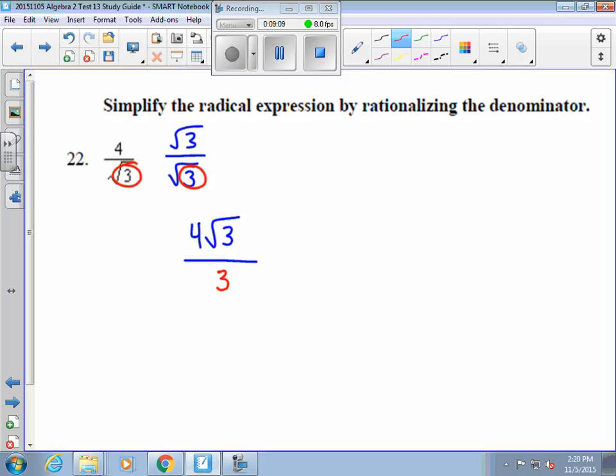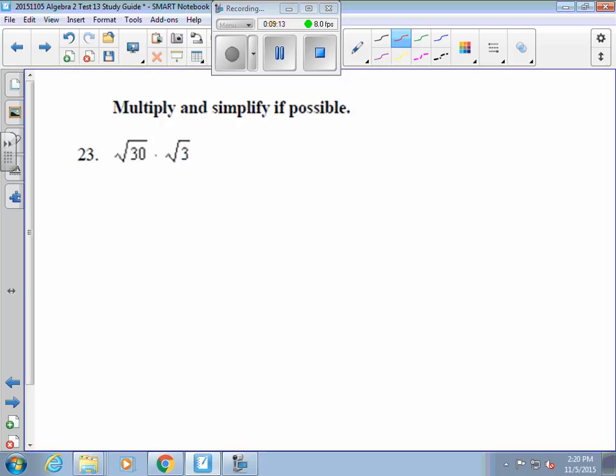So 4 square root of 3 over 3. Number 23, multiply and simplify if possible. You multiply these two together, 30 and 3, you get the square root of 90. And then you have to take out a perfect factor that is into 90. 9 is one. 9 times 10 would give you 3 times the square root of 10.